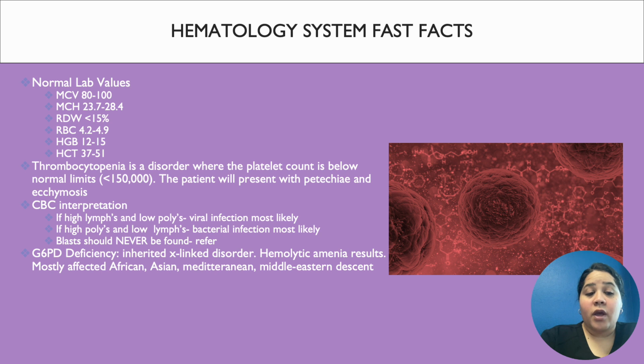So if we are reviewing a CBC and we identify them, we need to refer out to onc-hem because we would likely consider some type of malignancy within the blood or bone marrow. Righty? Lastly, G6PD deficiency is an inherited X-linked disorder that causes hemolytic anemia to result. It most affects people of African, Asian, Mediterranean, and Middle Eastern descent. So just be aware of that. Again, it's an X-linked disorder.